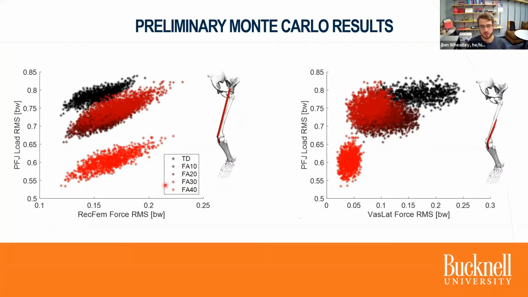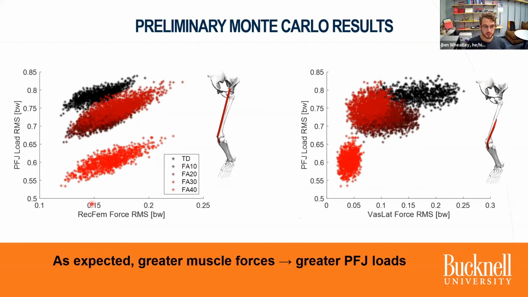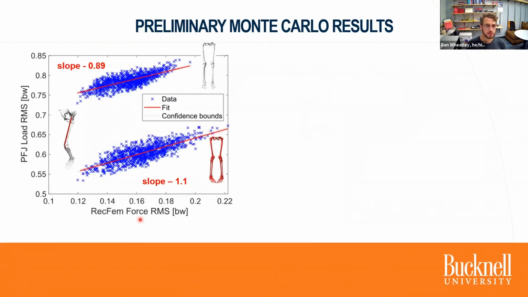These graphs here are just showing the ranges across our typically developing case, all the way to our bright red, which is our femoral aneurysm case of increased by 40 degrees. So overall, as expected, there were greater muscle forces that led to greater patellofemoral joint loads. Looking a little more closely at these data, we can see that we have linear fits between our rectus femoris force and our patellofemoral joint load.